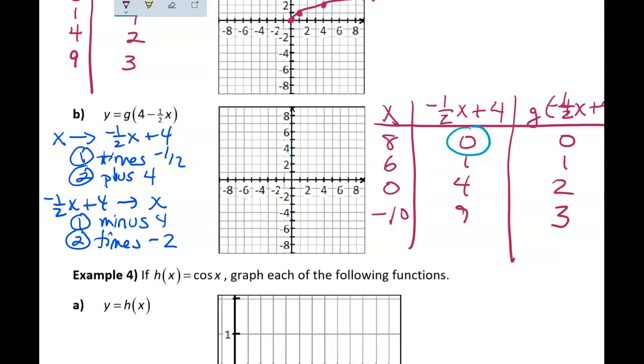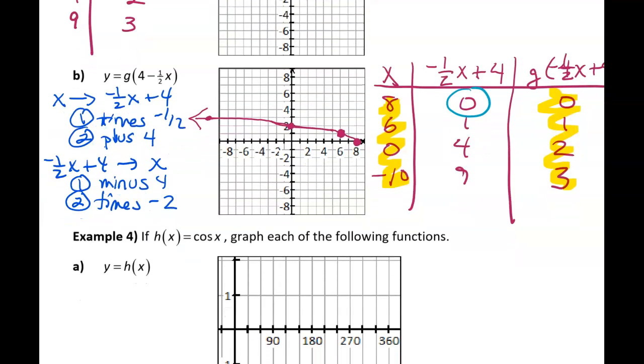So we have the first and last columns, which give us our input and output values. So we have 8, 0, 6, 1, 0, 2, and negative 10, which doesn't quite fit on the graph, but I'm going to put it there anyway so we get a better shape. And we get a stretched and reflected and translated graph. So there are really 3 transformations that are going on there.